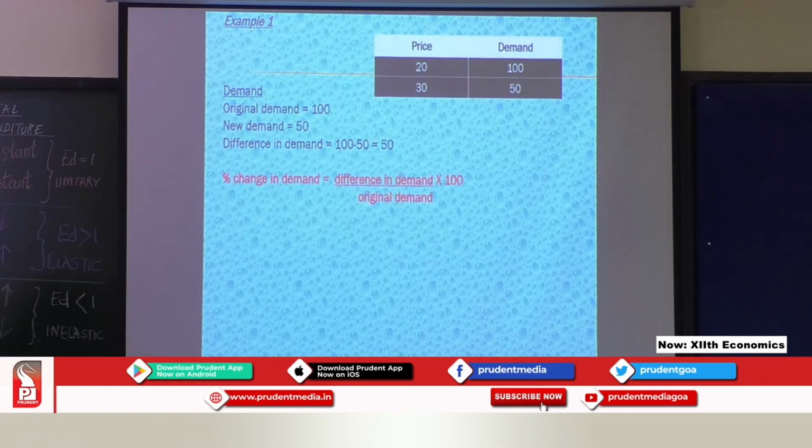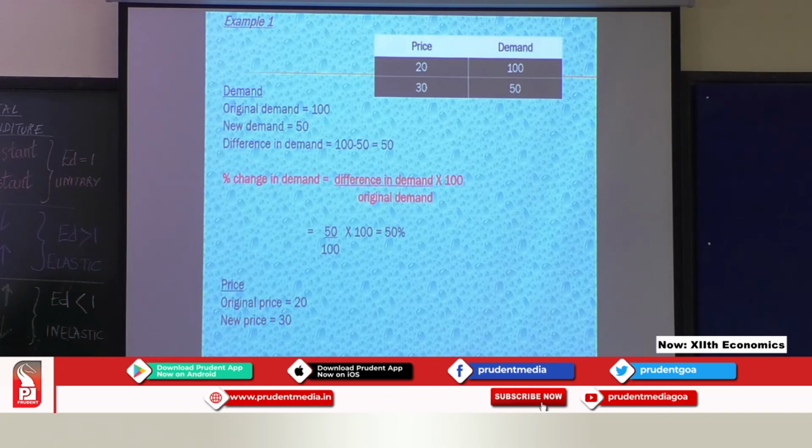Percentage change in demand is difference in demand, which is 50, divided by original demand, which is 100, multiplied by 100. 100 and 100 will cancel out. Therefore, what remains is 50%. Clear? This is the first step. The second step again will be for the price variable. This was all for demand.